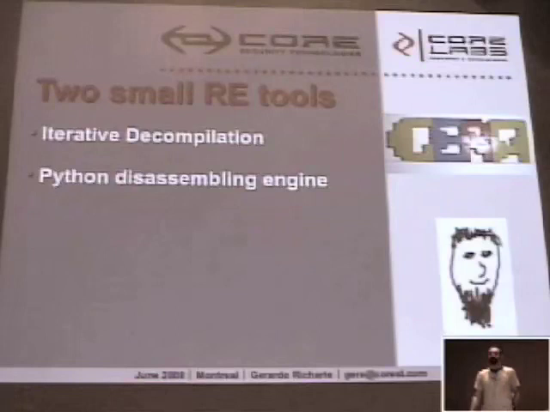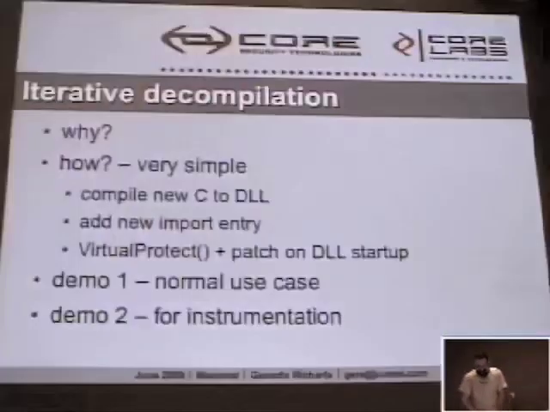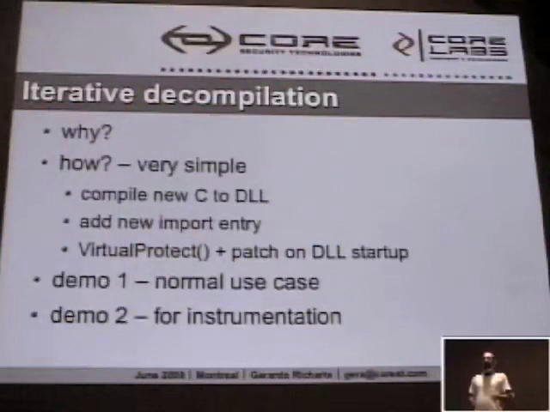The first one is an iterative decompilation framework. That's probably too big a name for 80 lines of C code, but it kind of works, so let's see. Why I did it: I have this personal project, which is turning back into C some dead code that I found, and I'm using it, and I want it back in C.